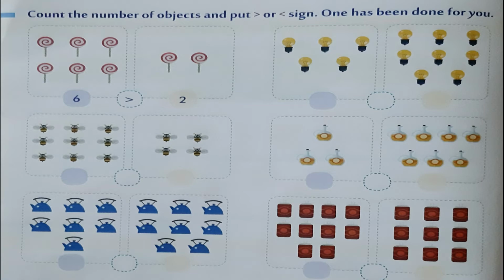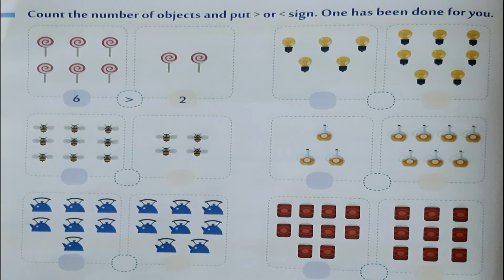Here the lollipops in the first group are more than the lollipops in the second group. So here 6 is greater than 2. We have to write the greater than sign here. And see the next one.